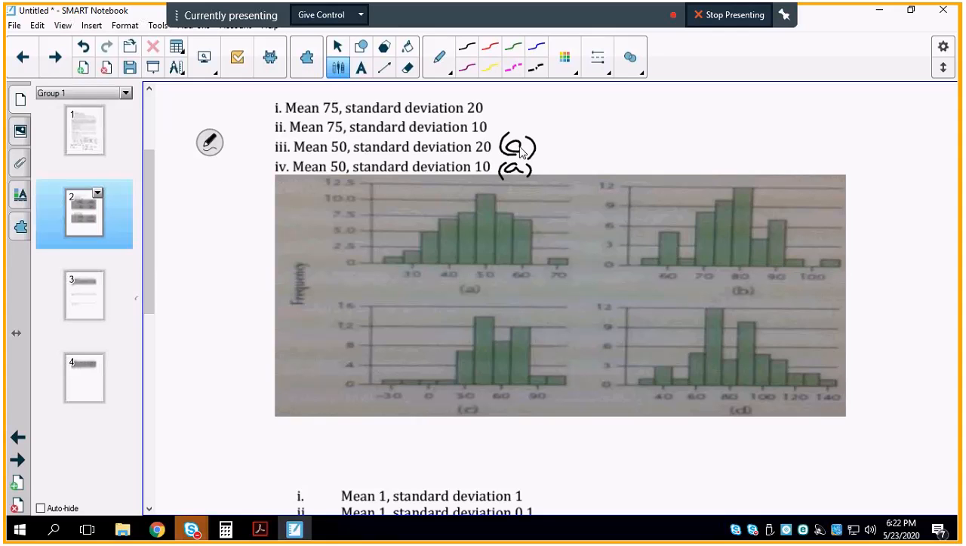Similarly, between B and D, in B the data are clustered closer compared to the data in D. So D will have a larger variation, and hence I'm going to go ahead and say that the graph in D is mean 75, standard deviation 20, and the graph in B is mean 75, standard deviation 10.